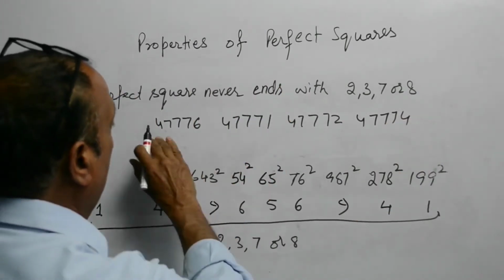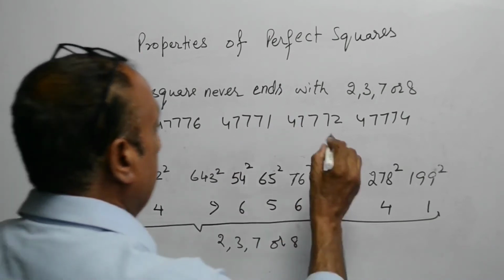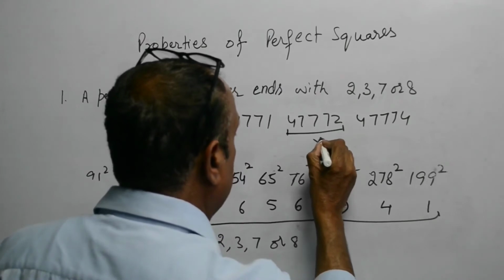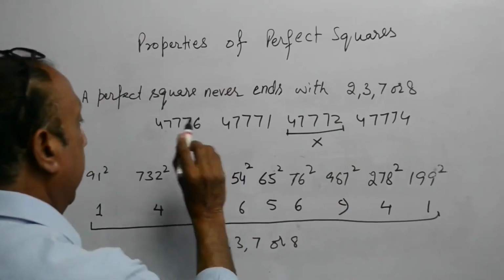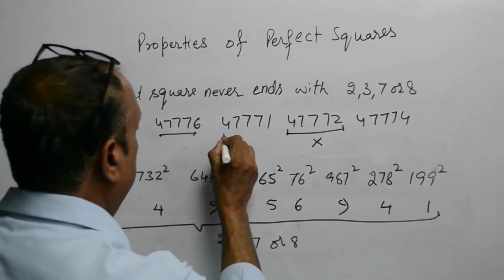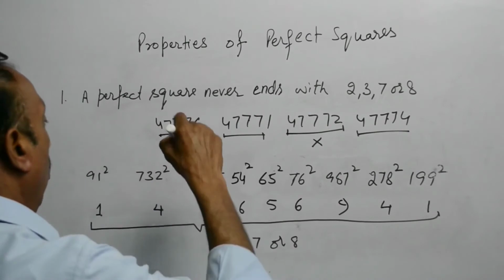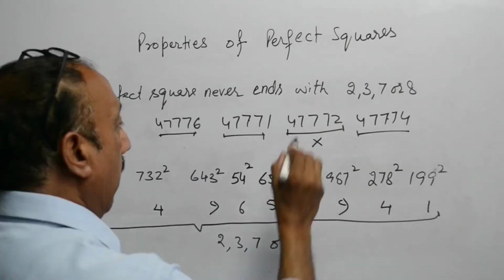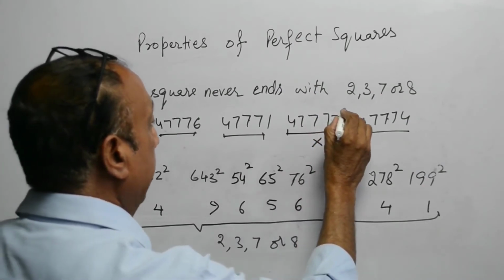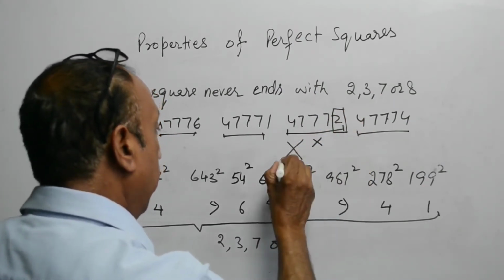Suppose we have to find out which of the following cannot be a perfect square. The number ending with 2 can never be a perfect square. I have written all these numbers randomly. I don't know whether these are perfect squares or not. These 3 may or may not be perfect squares. But about this number, I am pretty sure that a number ending with 2 can never be a perfect square.